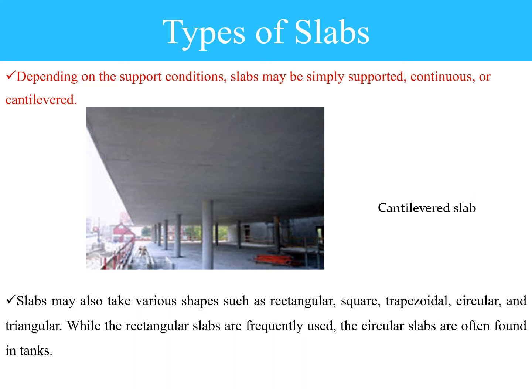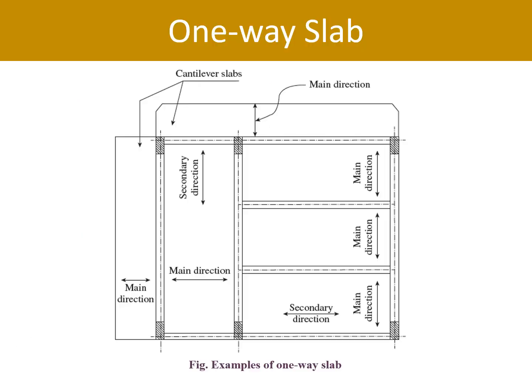Types of slabs. Depending upon the type of support conditions, slabs may be broadly classified as simply supported, continuous and cantilevered slabs. One such cantilever slab has been shown in the figure for understanding. Slabs may take various shapes such as rectangle, square, trapezoidal, circular and triangles. While rectangular slabs are frequently used, circular slabs are often found in tanks.